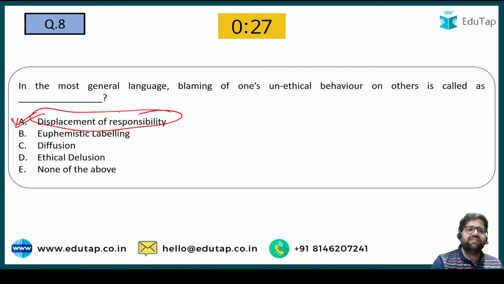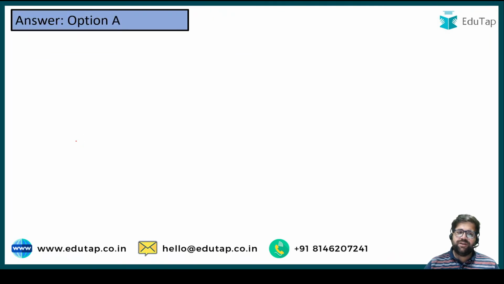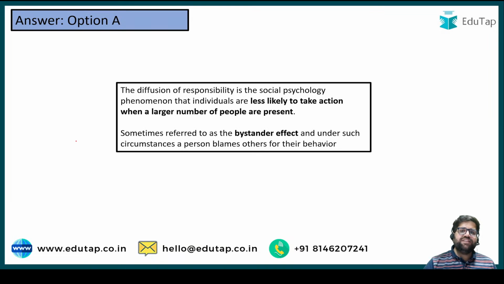Many people have marked this answer as euphemistic labeling. So please understand that all the unique options can sometimes give you a kickback. They are not just unique because they are the correct answer, but even RBI can play a game with you. So what is displacement of responsibility? Displacement of authority is when you try to give your blame to the other person. This is also known as the bystander effect.